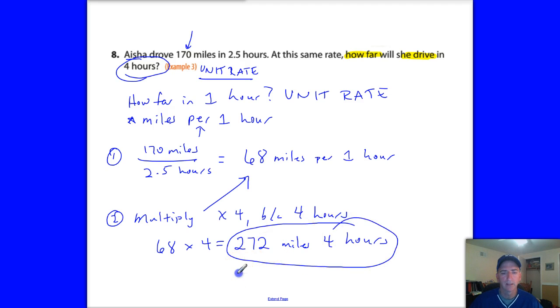Now you'll notice that 272 is not the unit rate. The unit rate is this right here. But they asked you how far she went in 4 hours. I was just showing you how to solve that particular problem by using the unit rate. Find out how far she went in 1, multiply by 4. The problem turns pretty simple for you.